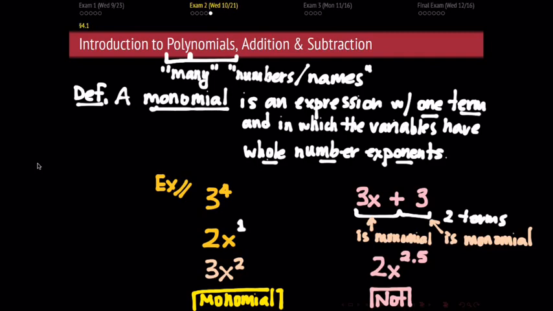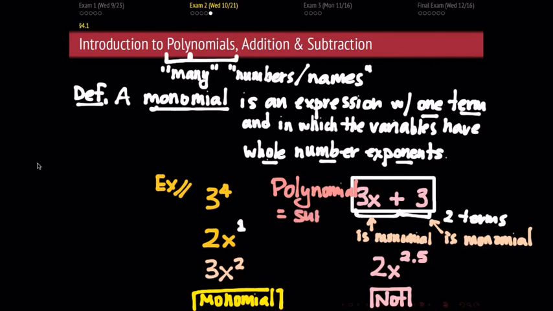And so what we'll do is that we will take an expression like 3x plus 3, and even though it's not a monomial, we will qualify it as a polynomial. So a polynomial is nothing more than a sum of monomials. A sum or a difference. So 3x plus 3 is a polynomial. It is a polynomial, yes. It's not a monomial because it has 2 terms. But because each of those terms is a monomial, that makes 3x plus 3 a polynomial.